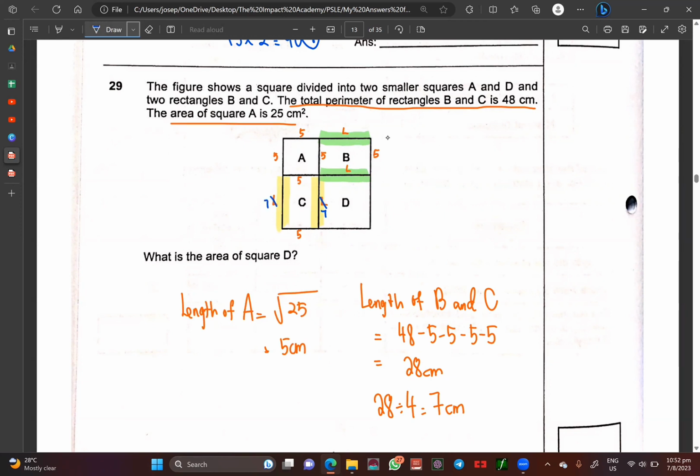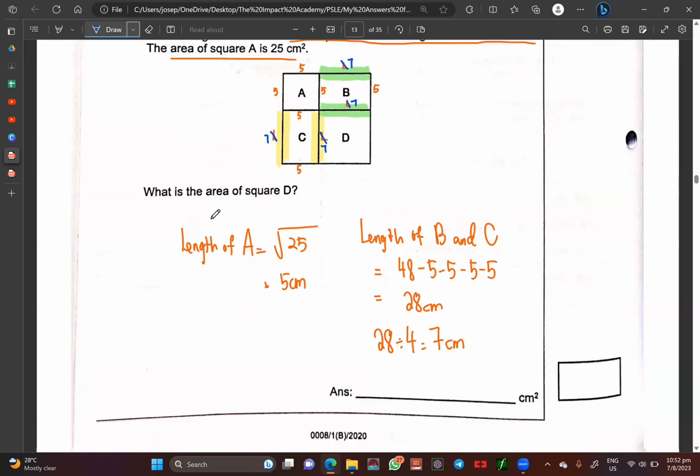So I'm just going to put 7 over here, 7 over here, 7 over here, and as you can see over here, that forms the length of D. Okay, so the question wants us to find the area of square D. So to find the area of square D, we write down that the area of square D will be 7 times 7, and therefore my answer has to be 49 centimeters square.